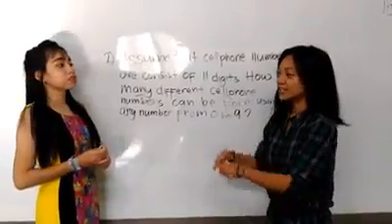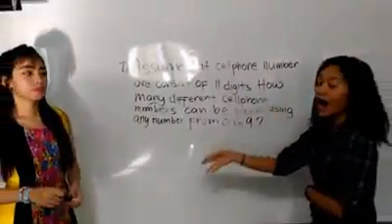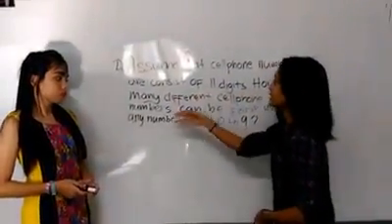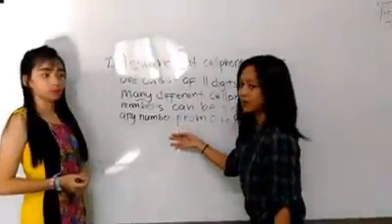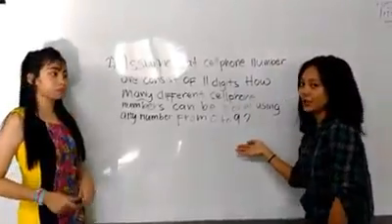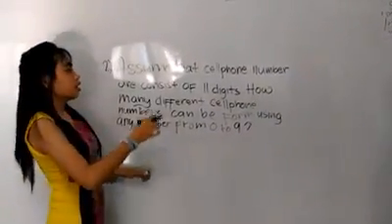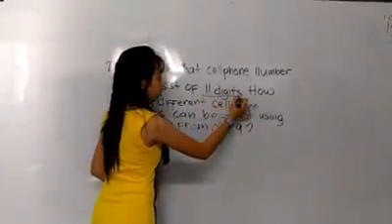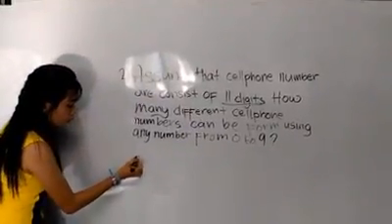So, this is our second example. Assume that a cell phone number consists of 11 digits. How many different cell phone numbers can be formed using any number from 0 to 9? So, let us see. This is the problem. It says, assume that a cell phone number consists of 11 digits.